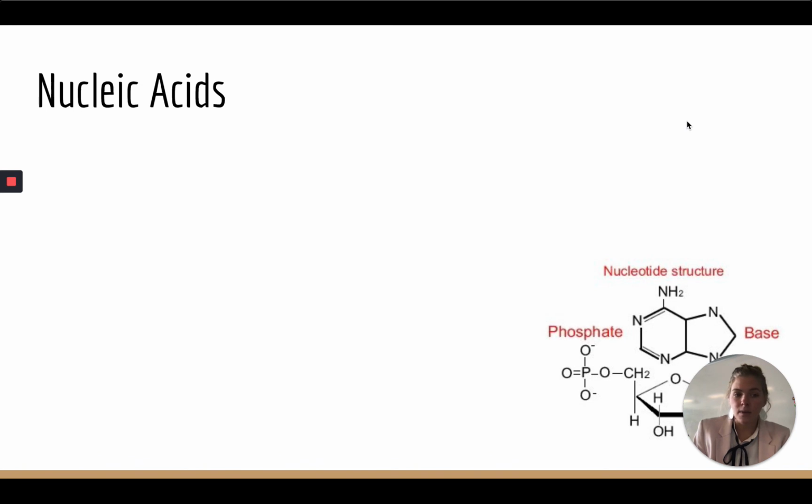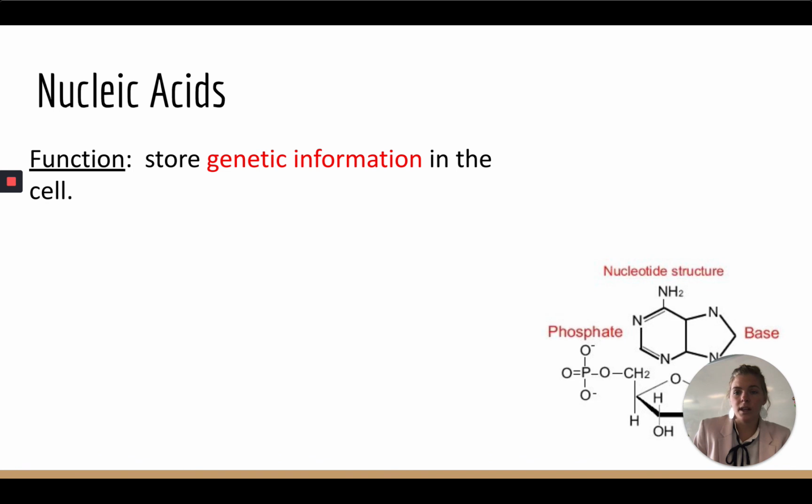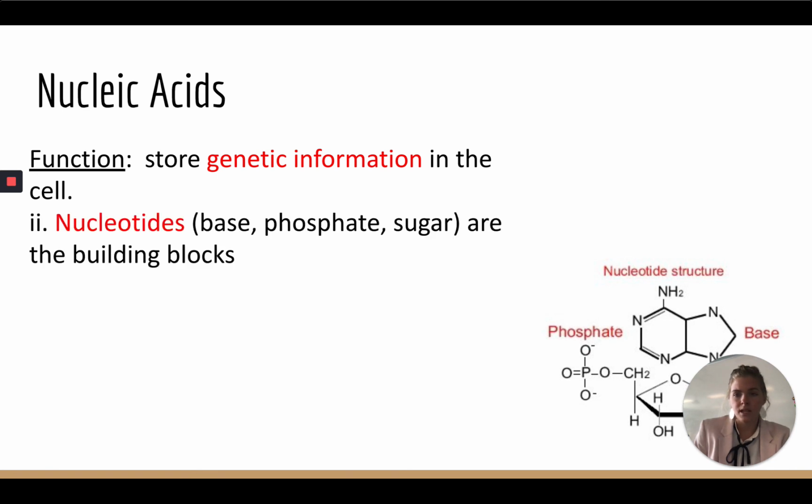Our last macromolecule we're going to talk about in this unit is called a nucleic acid. A nucleic acid stores your genetic information in the cell. So where do you think nucleic acids are found? A nucleus, because they're storing genetic information. And as you know, our body stores that information as DNA.